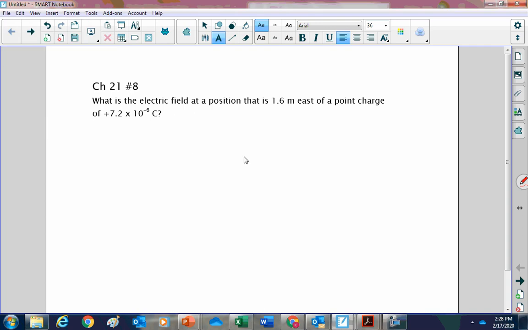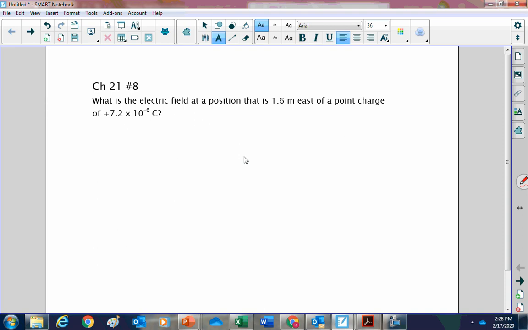This is the type of problem where we calculate the electric field based on the size of the source charge and how far we are away from it. Source charge means we know how big the charge is that is causing the field in the first place. In this case, they don't say the word source charge, they just say point charge. And then they tell us a location, how far we are.